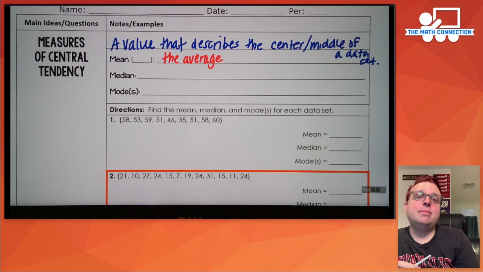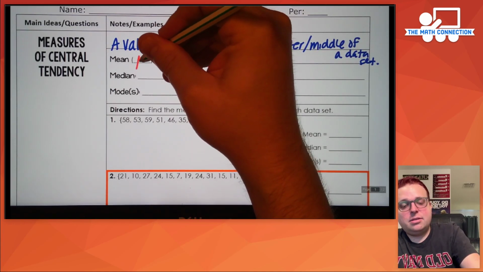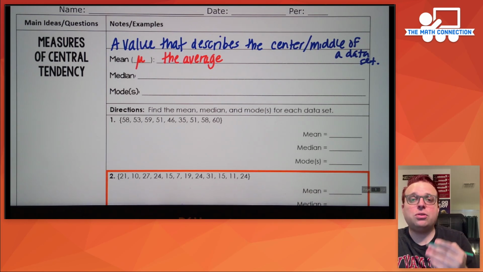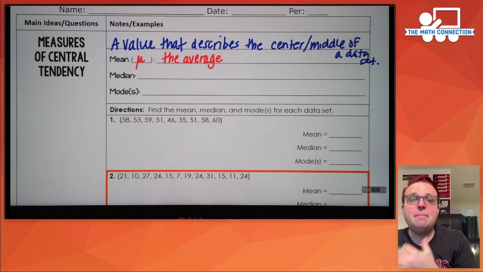And there's a Greek symbol that we use called mu that stands for the average or the mean, and it looks like this. You're going to start seeing this symbol and lots of other symbols going forward, so make sure that you really have this down. When you see this mu symbol, you think that it means the mean or the average, okay?